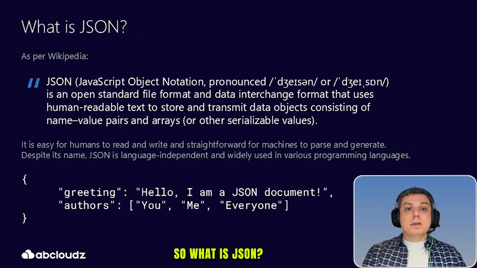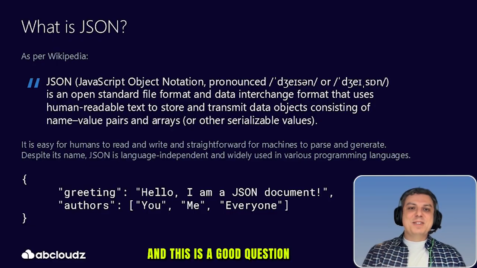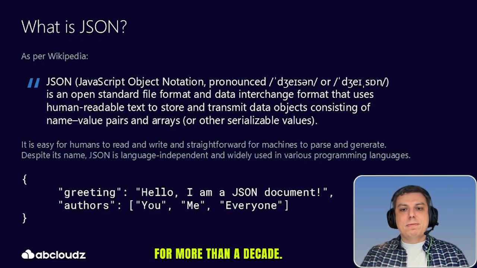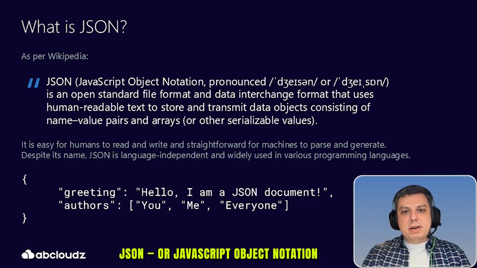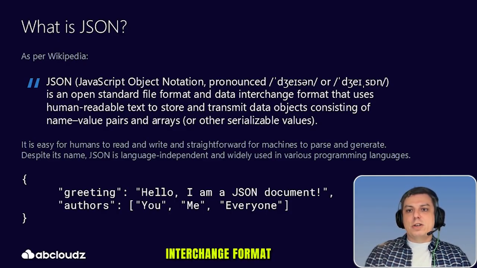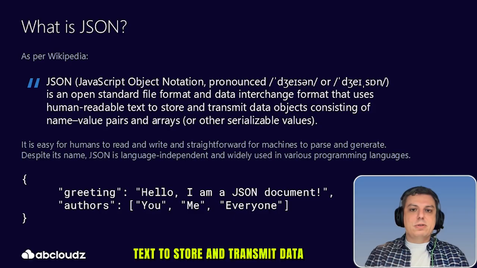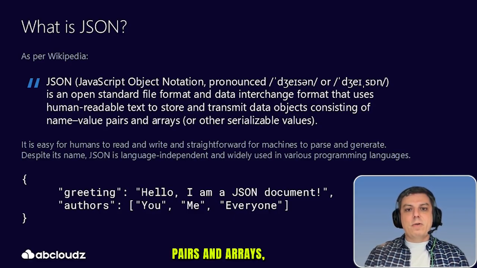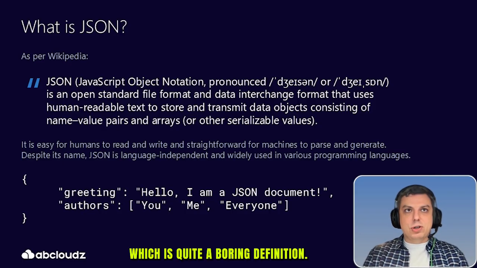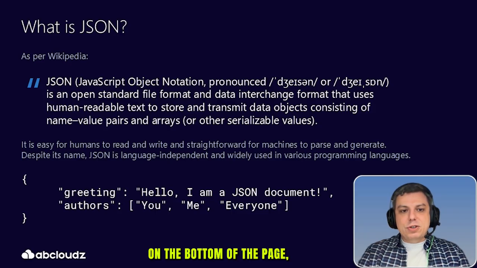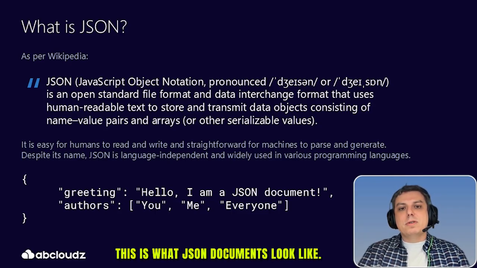So what is JSON? And this is a good question for us who are used to this format for more than a decade. As per Wikipedia, JSON, or JavaScript Object Notation, is an open standard file format and data interchange format that uses human readable text to store and transmit data objects consisting of name-value pairs and arrays, which is quite a boring definition. If we look at the example on the bottom of the page, this is what JSON documents look like.